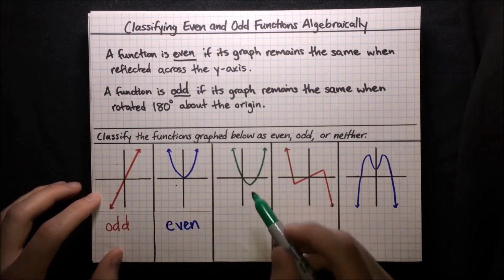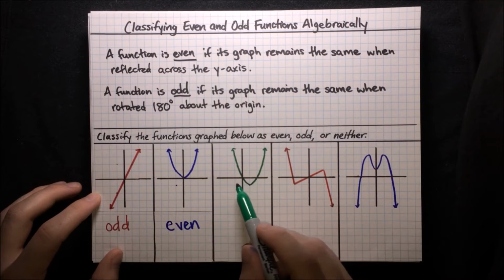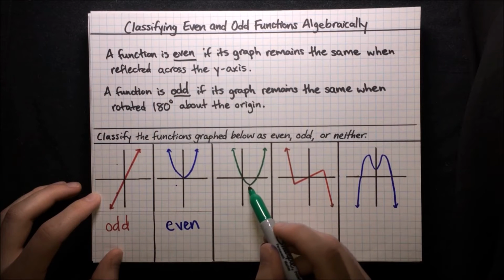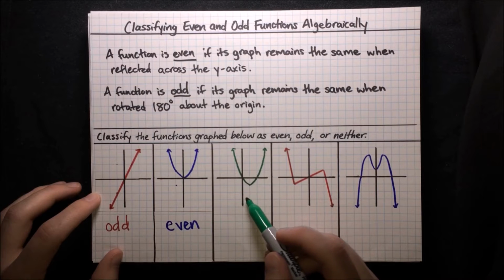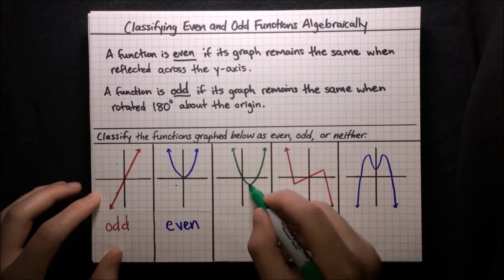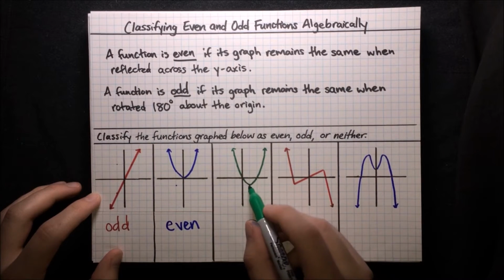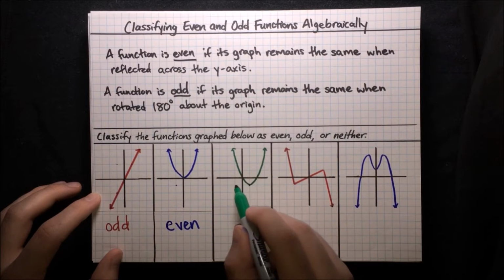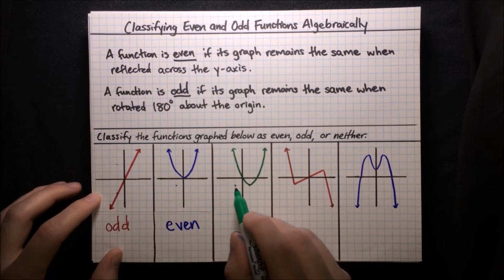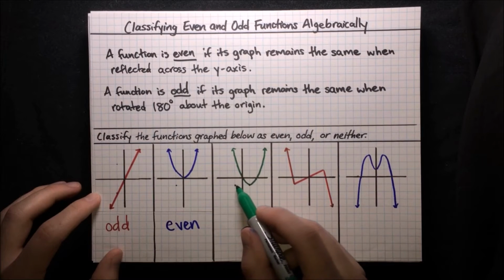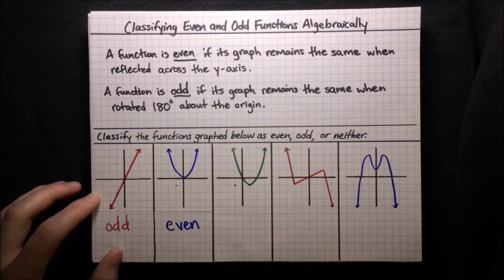Okay, so how about this function here? It's another parabola, but it's shifted right and down a little bit. Is it even? Well, let's take a test point. How about this point 1, -1? If we reflect that across the y-axis, does it lie on the function still? No, it goes over here to -1, -1, and that is off of the function. So no, the graph becomes different when reflected across the y-axis, so the function can't be even.